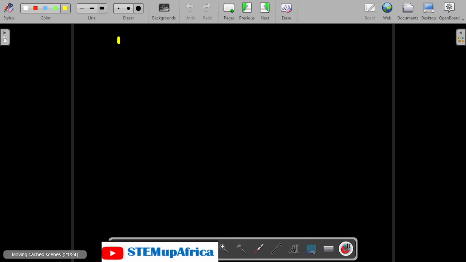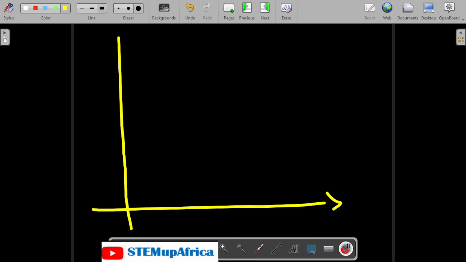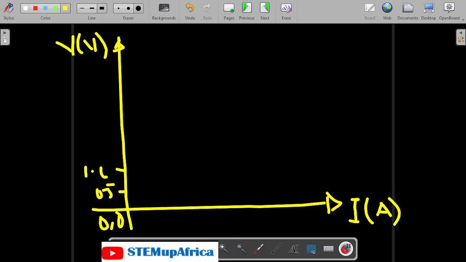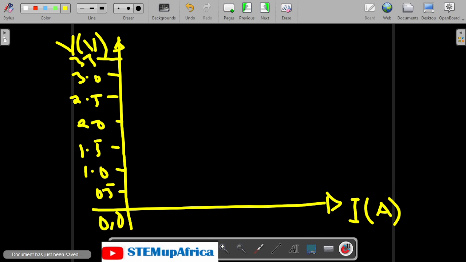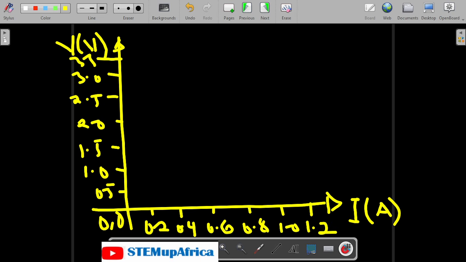So we're going to draw a perfect vertical line and a perfect horizontal line. So you write I here in amperes, you write V here in volts. So you calibrate according to the scale you've taken. 0, 0, here's 0.5, here's 1.0, 1.5, 2.0, 2.5, 3.0, 3.5, just like that, depending on what you have. So here we have 0.2, 0.4, 0.6, 0.8, 1.0, 1.2.